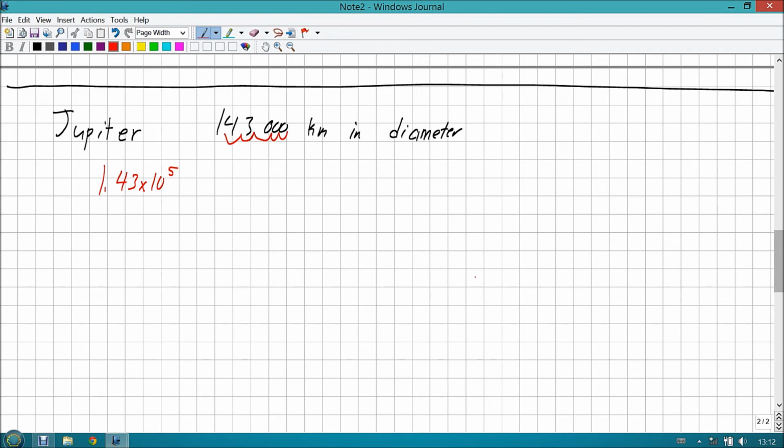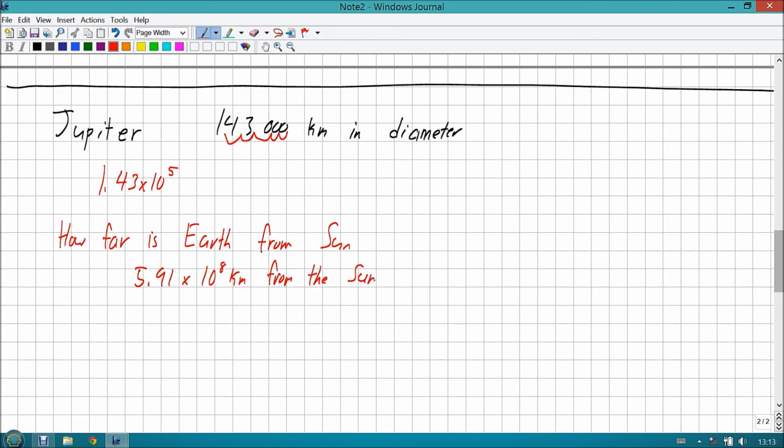What about the diameter of the Earth? Well, let's see, Earth is about average distance from the Sun. How far is the Earth from the Sun? Well, the Earth is 5.91 times 10 to the 8th kilometers from the Sun.